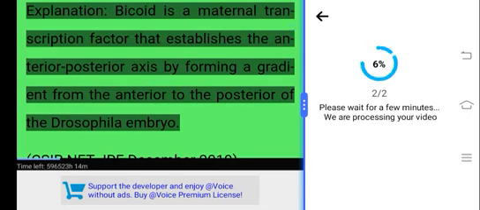Explanation. Bicoid is a maternal transcription factor that establishes the anterior-posterior axis by forming a gradient from the anterior to the posterior of the Drosophila embryo.